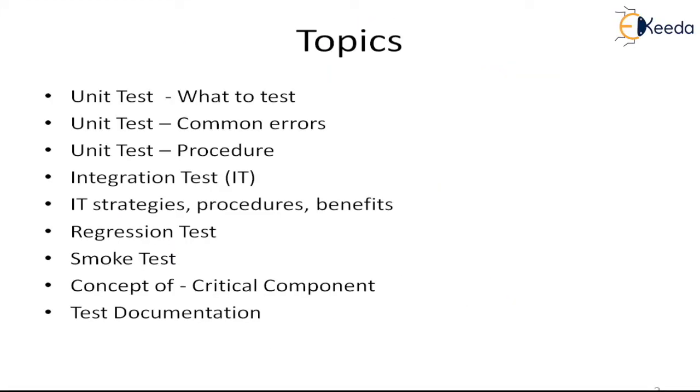The topics that I will cover today are unit test, what to test, what are the common errors, and what is the procedural steps. Then we will go to the integration testing, and we will discuss the strategies of integration testing, its procedures and its benefits. Then we will go to specific variations of the integration testing, which is the regression test and the smoke test. And finally, we will discuss what is critical component and how to document the testing.